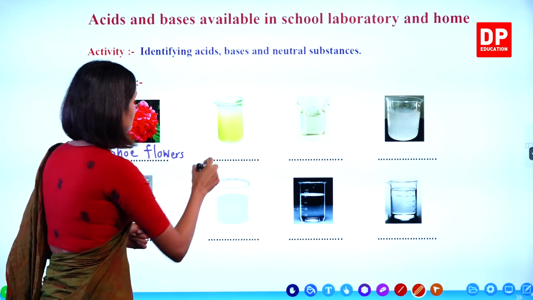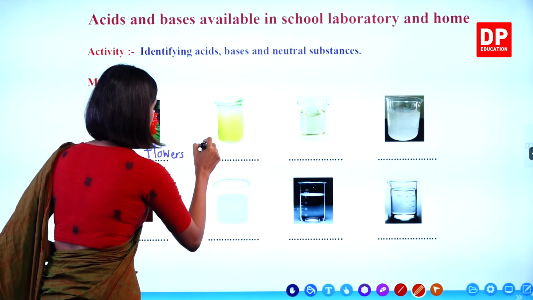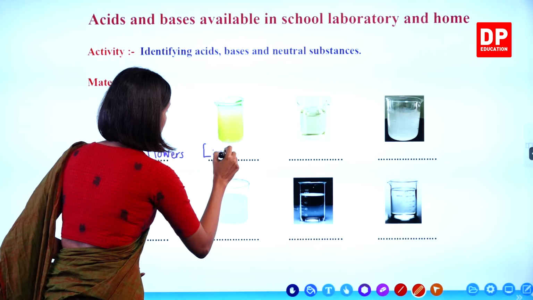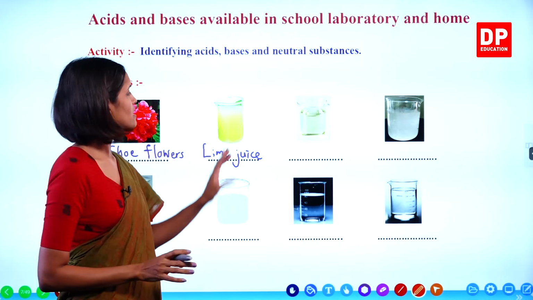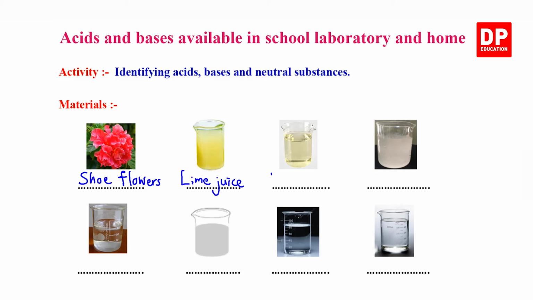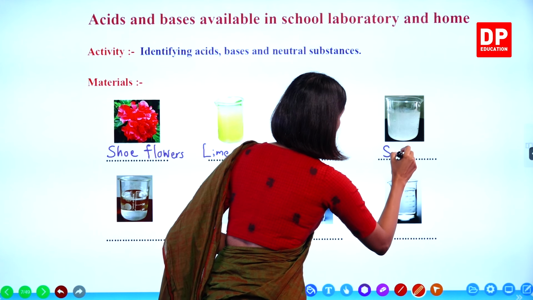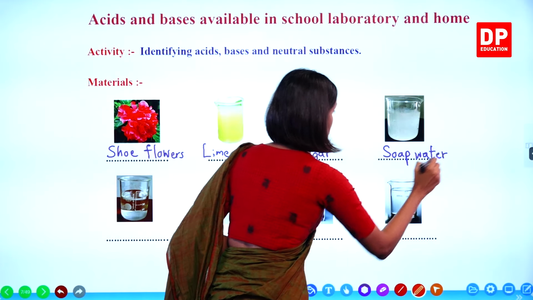And we need lime juice. Now, what is lime juice? Lime juice is an acid, right? Vinegar. Vinegar is also a type of acidic substance. And then we need soap water. Soap water, it is a basic substance.